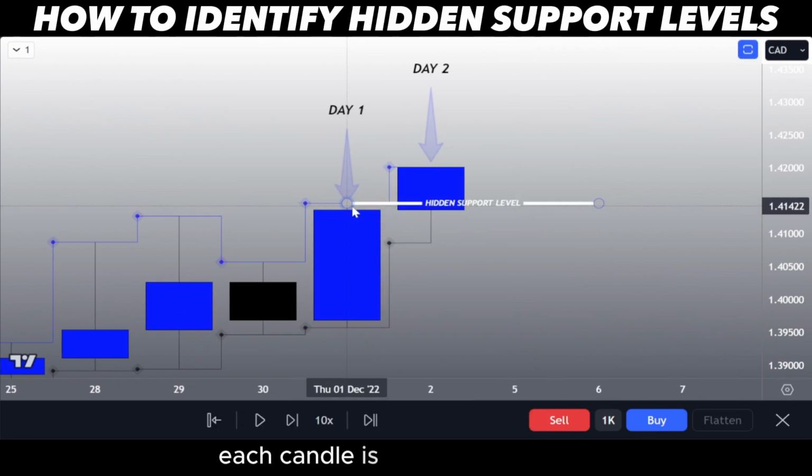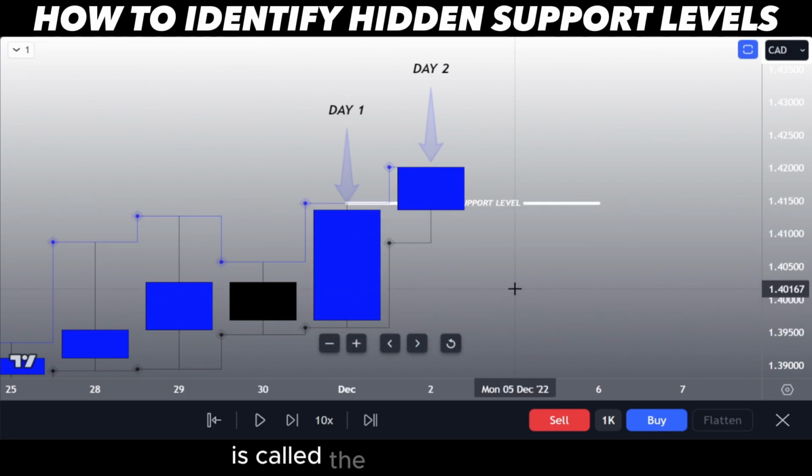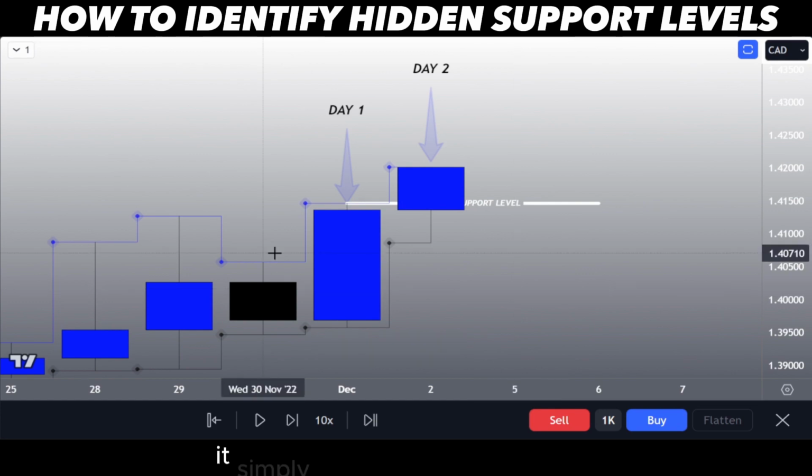Each candle is a daily candlestick. This indicator which I have on it is called the high-low day box. It simply marks out and highlights the high and the low of each day on all the time frames.